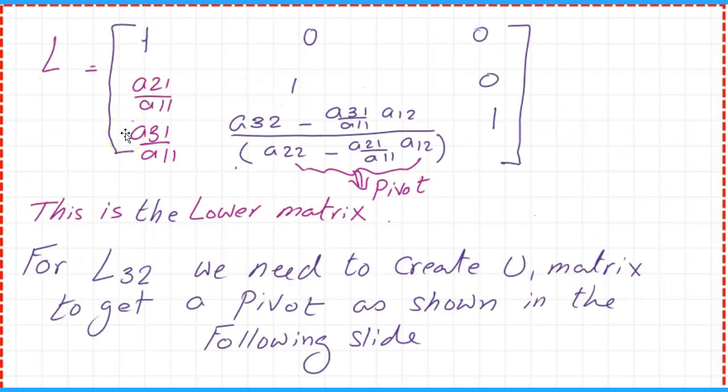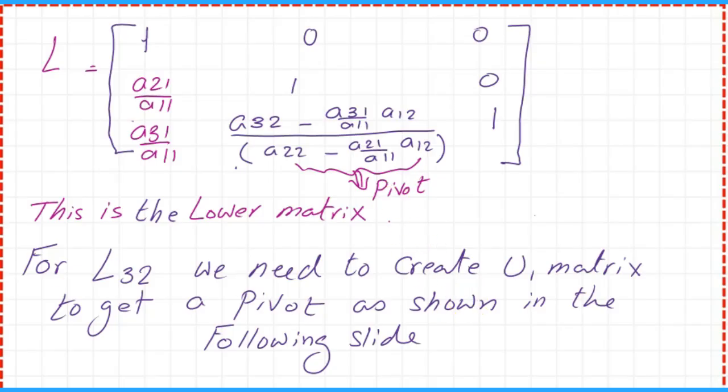Now we can write the elements that exist in the lower matrix, with the diagonal equal to 1 because we are using Doolittle's method. This is A21 over A11 and A31 over A11, and this is A32 minus A31 over A11 by A12 divided by A22 minus A21 over A11 by A12. This is the lower matrix. We need to find L32 by creating the U1 matrix.